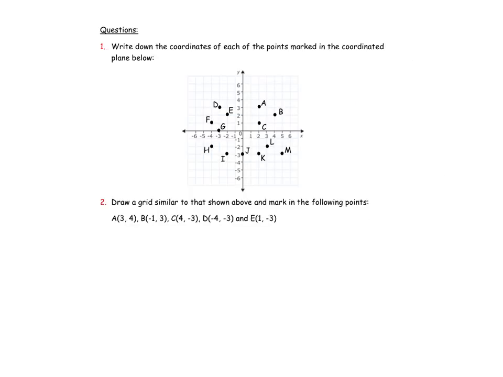Now, the questions you're going to be doing by yourself. Question 1 says, write down the coordinates of each of the points marked in the coordinate plane below. Very similar to the first example that we did there. So if you go back, have a look at that, maybe take down a few examples, and then do that question. It should be fine. Question 2 says draw a similar grid to that shown above and mark in the following points A, B, C, D and E. That should hopefully cause no issues too. It's very similar to example 2 that I did for you there.